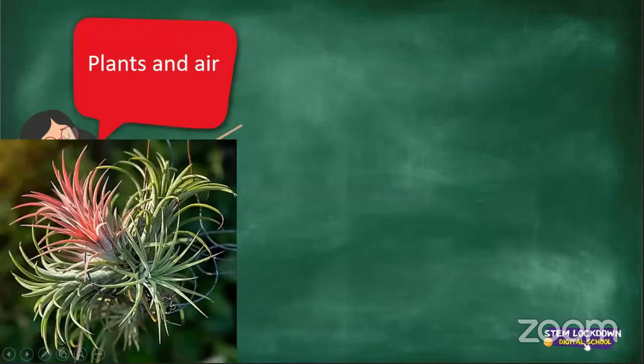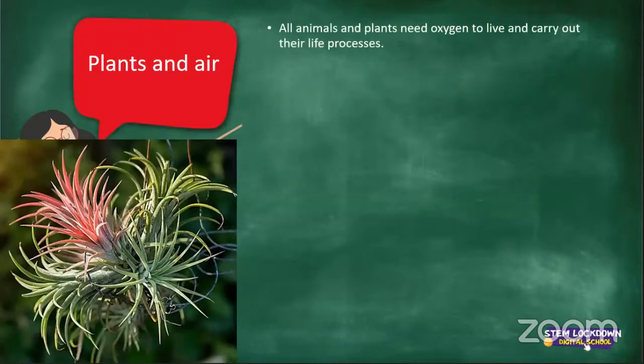All right, plants and air. All animals and plants need oxygen to live and carry out their life processes. Like we've spoken about already, we've spoken about the 7 life processes. And of course, for the 7 life processes to happen, we need oxygen. So for all the 7 life processes to happen, we're relying on air. All animals and plants need oxygen to live and carry out their life processes.